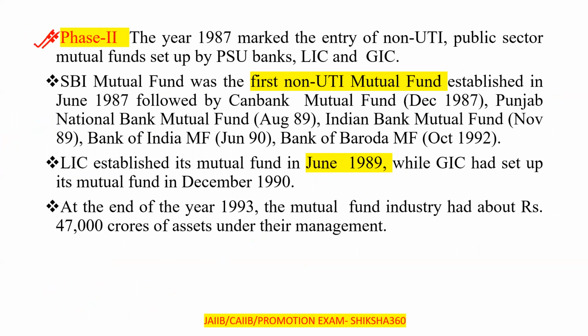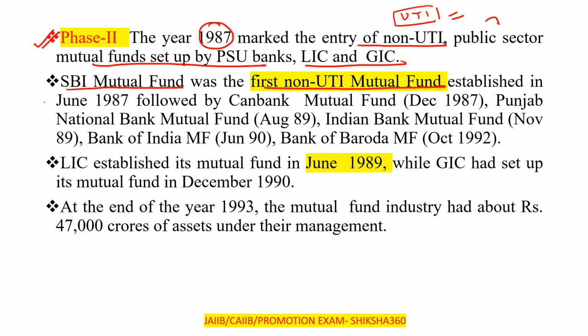Now, next one, we are moving towards phase 2. The year 1987 marked the entry of the non-UTI public sector mutual funds set up by the PSU banks, LIC and GIC. Clear? Earlier, mutual funds were set up only by the UTI. Now, there is entry of other players also. SBI Mutual Fund was the first non-UTI mutual fund established in 1987, followed by Can Bank Mutual Fund in December 1987, Punjab National Mutual Fund in August 1989, Indian Bank Mutual Fund in November 1989, Bank of India Mutual Fund in June 1990, and so on.